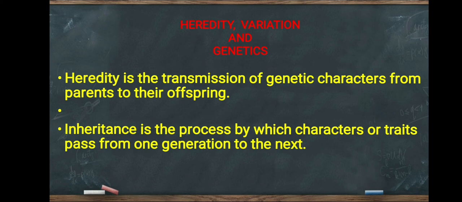But why? Because the characters of the parents have been transferred or transmitted to the offspring. That is why the offspring resembles the parent. So this transmission of the genetic characters from the parents to the offsprings is called heredity. While inheritance is the process by which these genetic characters or traits are passed from parents to offsprings, or from one generation to another generation.